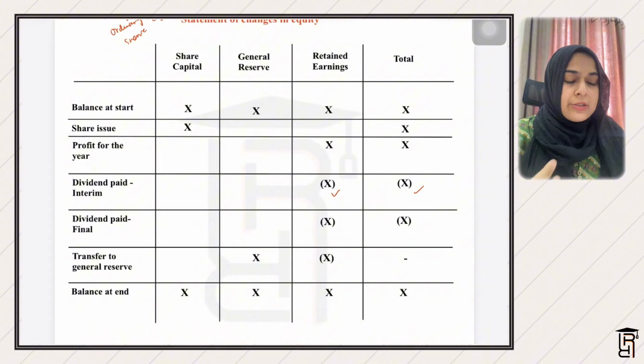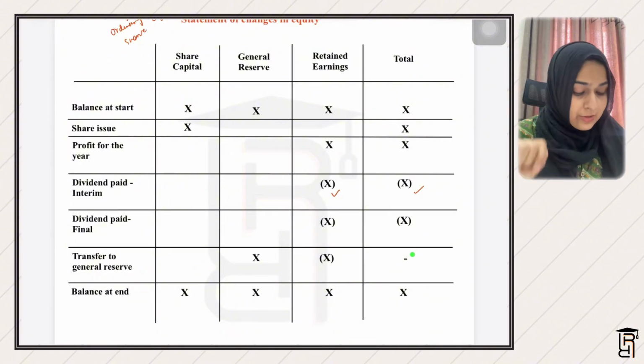Then there is transfer to general reserve. So transfer to general reserve is just like you are taking out money from one reserve and adding it to another reserve. So there's a general reserve that maybe can be used for future expansion, for example expansion of the limited company. So you subtract that from retained earnings and you add it to general reserve. So the total is basically zero because you're subtracting it from retained earnings and adding it to general reserve. One negative and one positive will cancel off with each other.